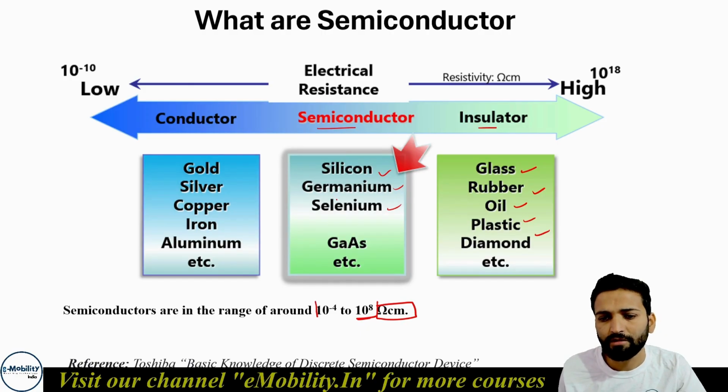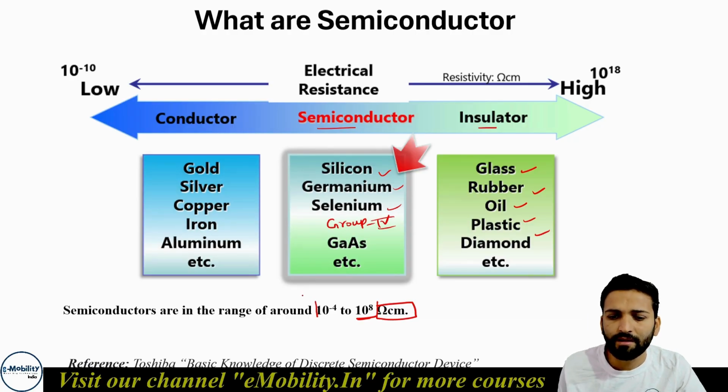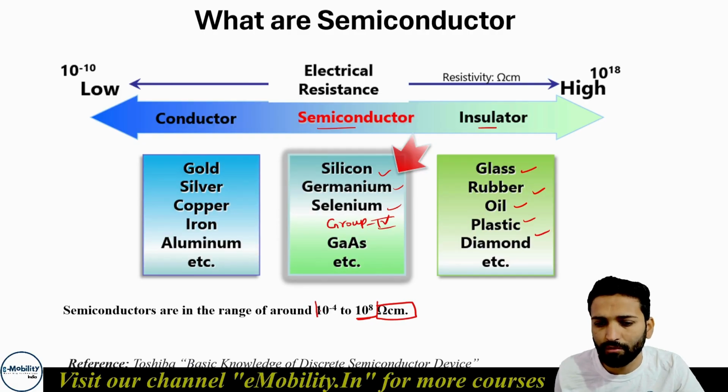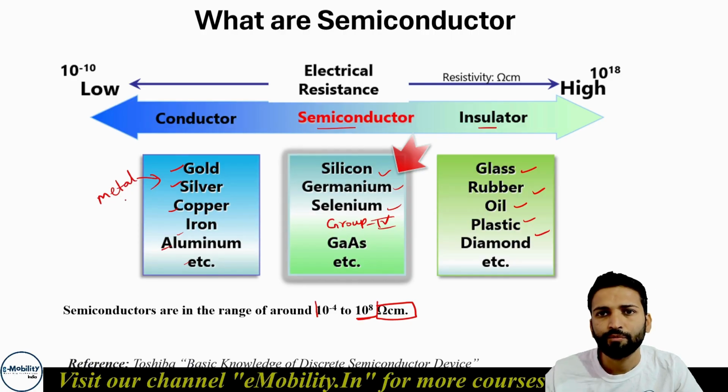These all have a special quality: they all fall in group 4. What is group 4? In the periodic table, when you have learned your chemistry lessons, these elements are all situated in group 4. Anything having a resistivity of less than 10 to the power minus 4 ohm centimeter qualifies as a conductor, like gold, silver, copper, iron, aluminum, etc. Mainly all the metals come in this category. So metals are good conductors.